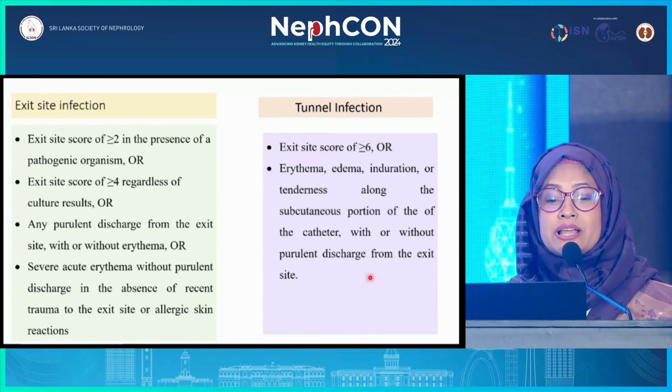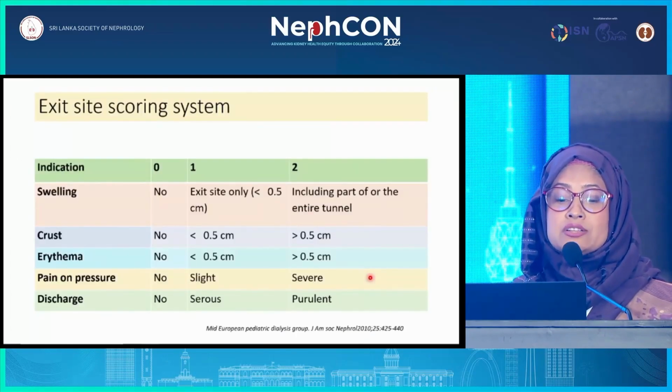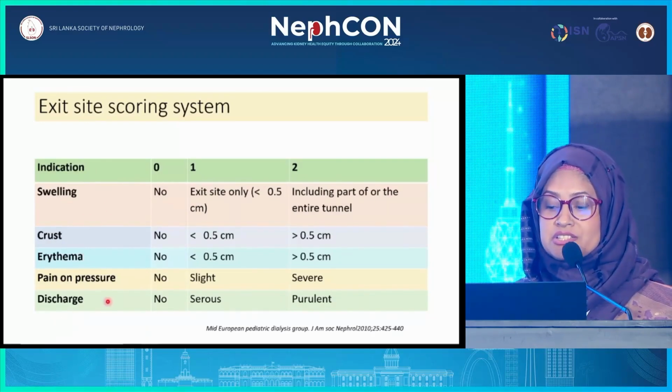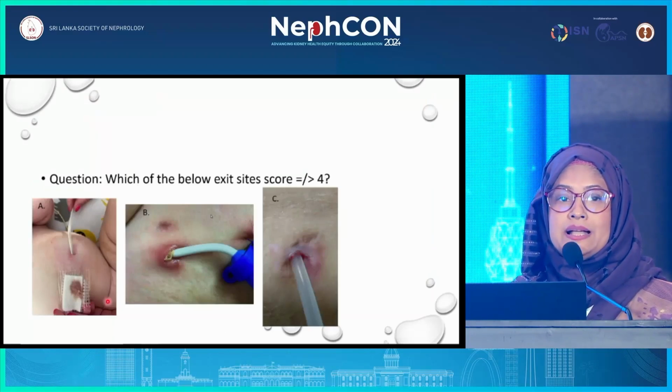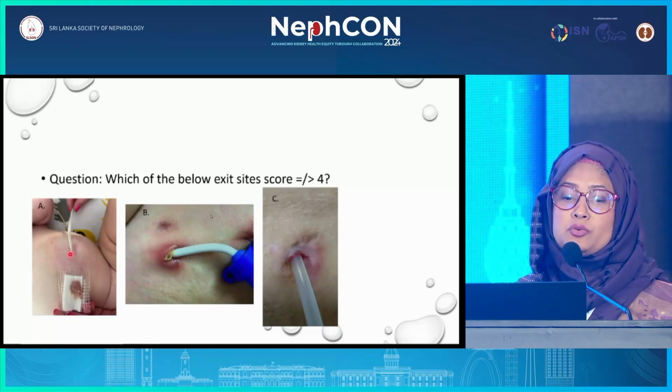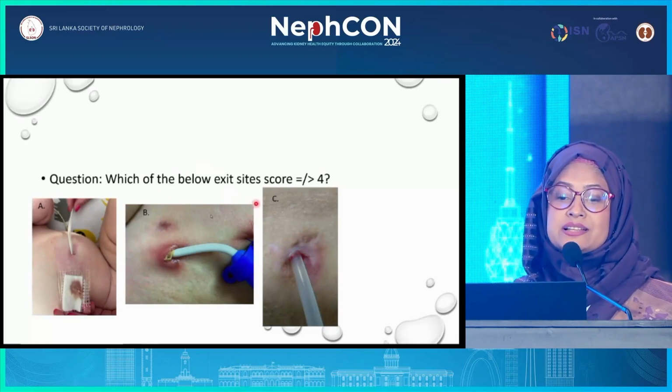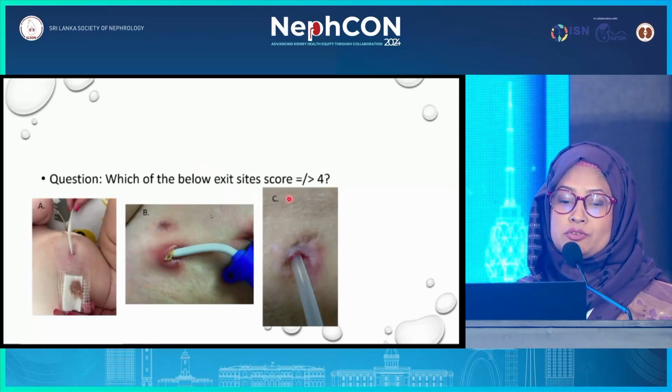So how can we calculate this exit site score? There is the grading 0, 1, 2, and you can see the indicators: swelling, crust, erythema, pain on pressure, and discharge. Could you please help me answer this picture question: in which picture below is the exit site score 4 or more than 4? Picture A, picture B, or picture C?